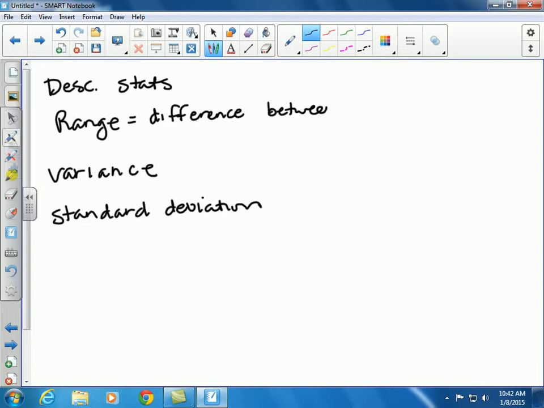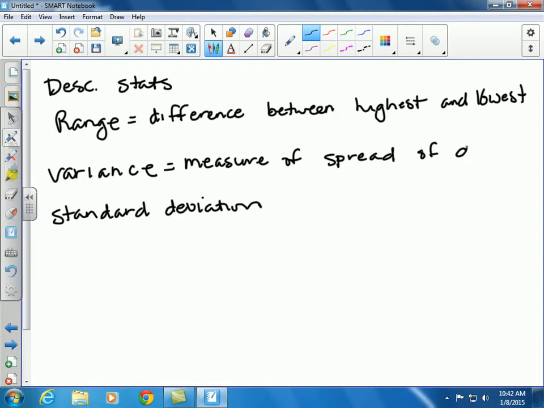Okay, the range is just the difference between the highest and lowest. The variance is truly the measure of the spread. Like, is it all clustered up in the middle, or is it spread out over big data, like from 0 to 1,000,000, or does it just go from 0 to 5? There's a big difference there in what a variance measures.